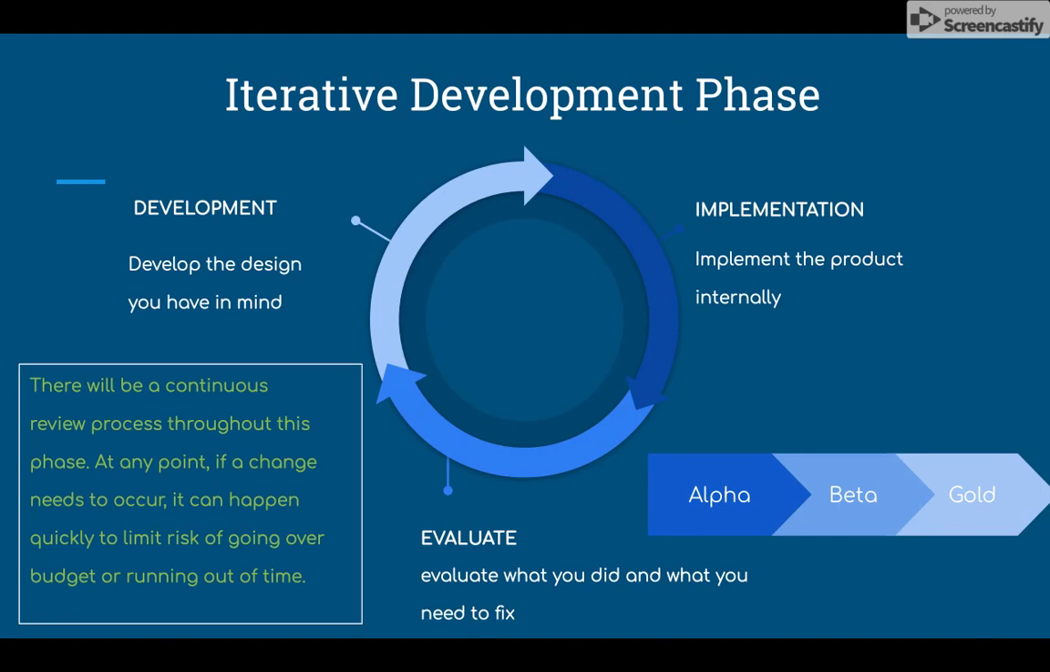Once you've completed the development phase, the project will be tested in the market. You will create a design proof and move to the alpha, then evolve to beta, and finalize into gold. And then you have your finished product.